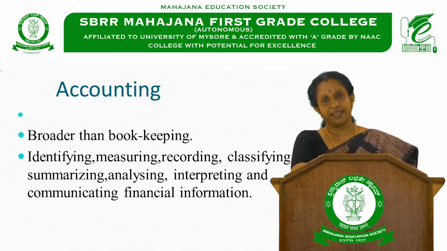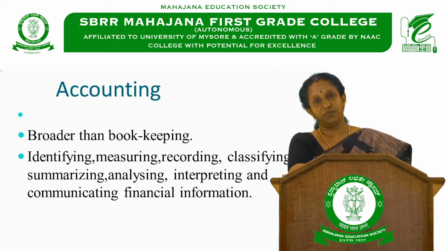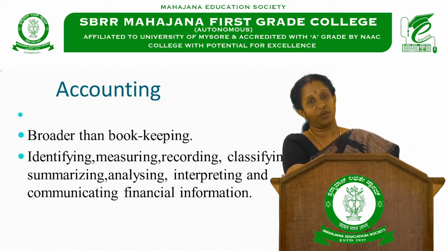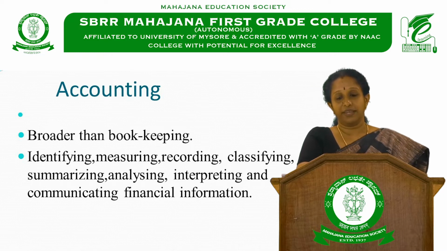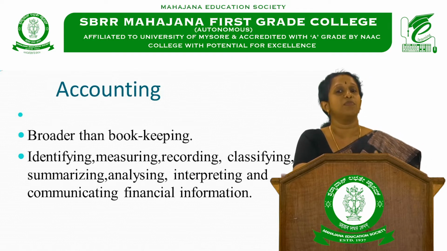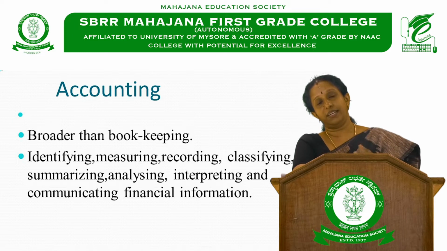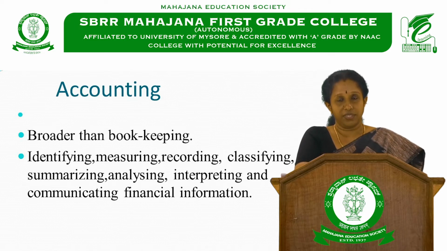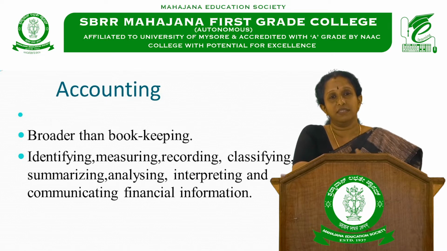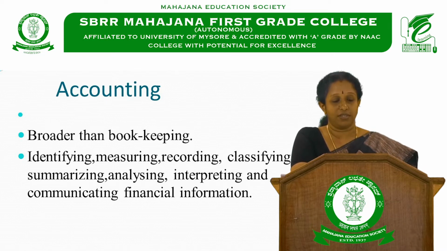So what exactly does this identifying refer to? We need to identify these transactions in order to record in the books of accounts. So you can identify the transactions which can be measured in terms of money. Those transactions which cannot be measured in terms of money will not find a place in the books of records. Okay, that's a basic step. We need to identify and then measure the transaction, whether it is possible for that particular transaction to be recorded or not.